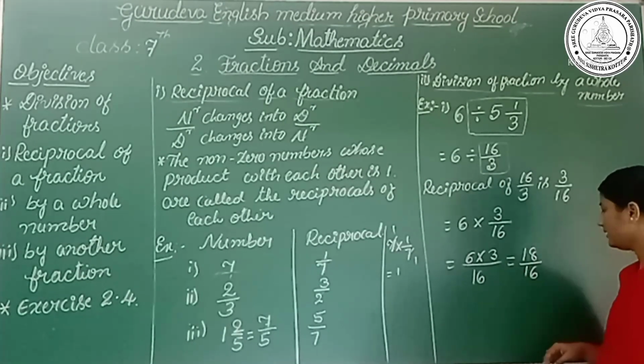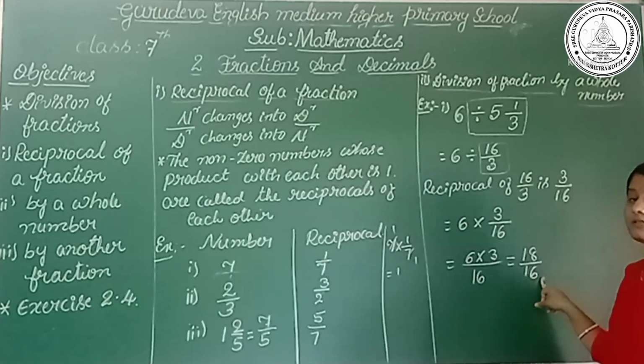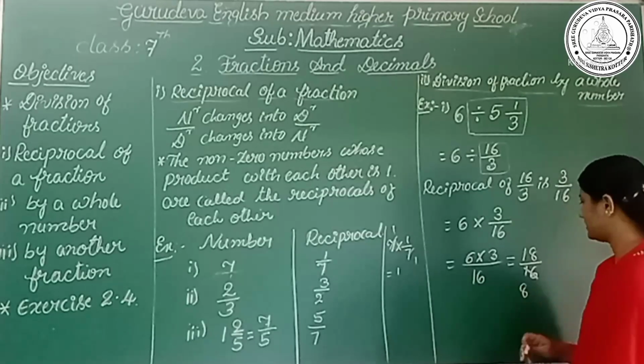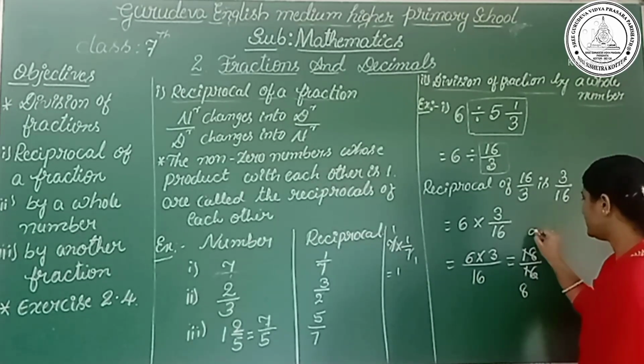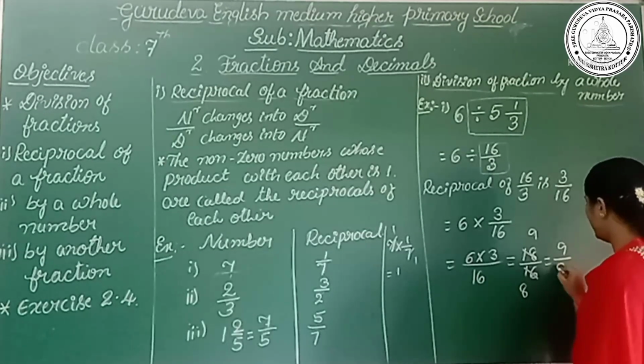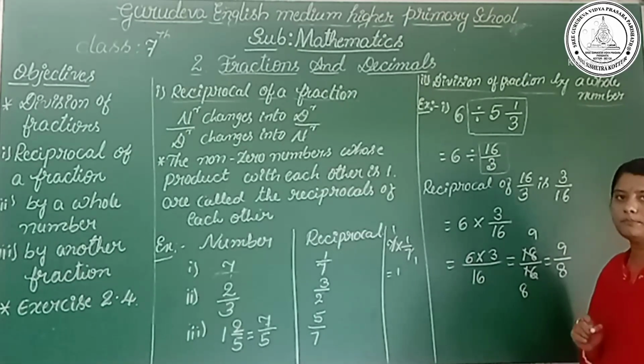Okay, so now you cancel here. These two numbers come in the same table, that is 2. 2 how much are 16? 2 8s are 16. 2 how much are 18? 2 9s are 18. So you get the quotient as 9 by 8.